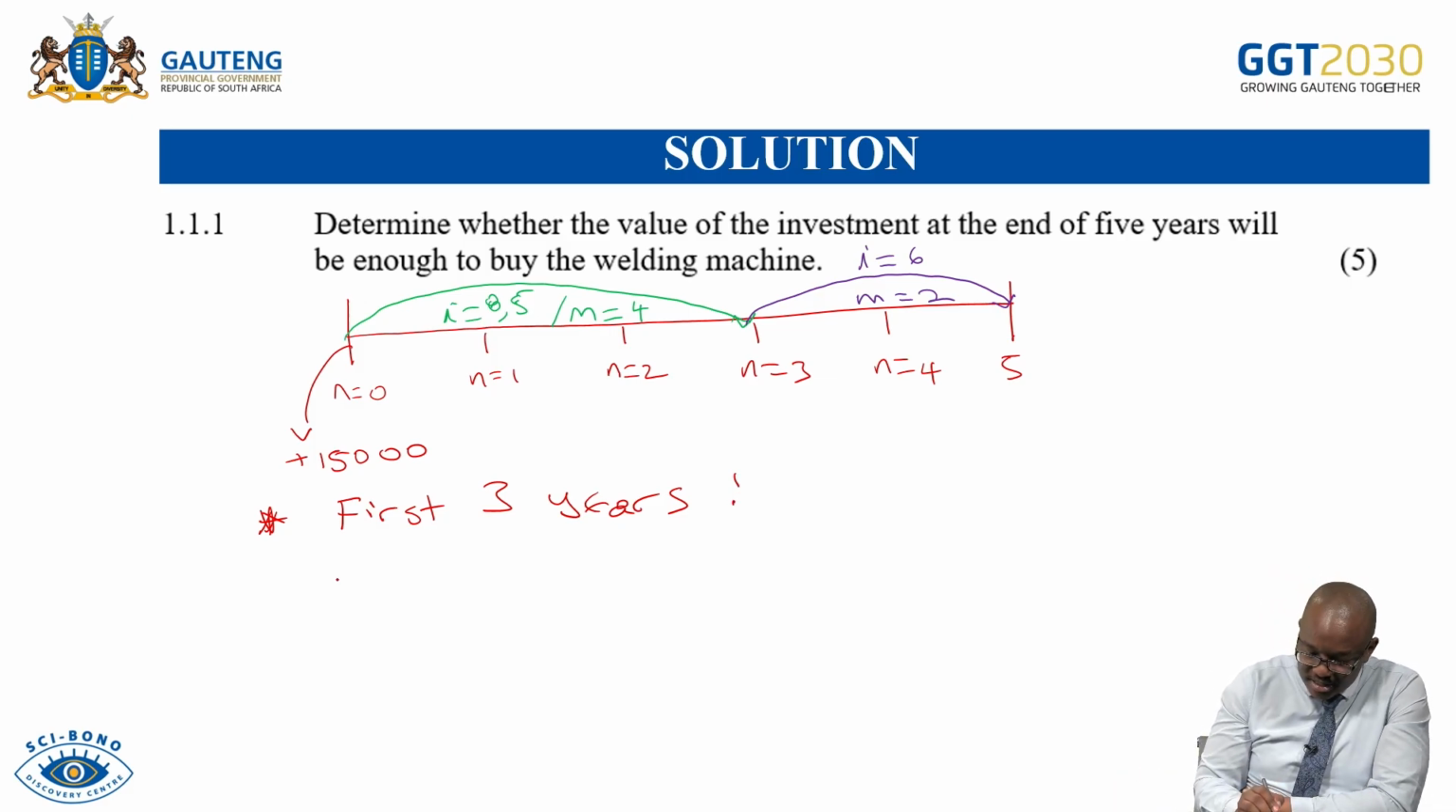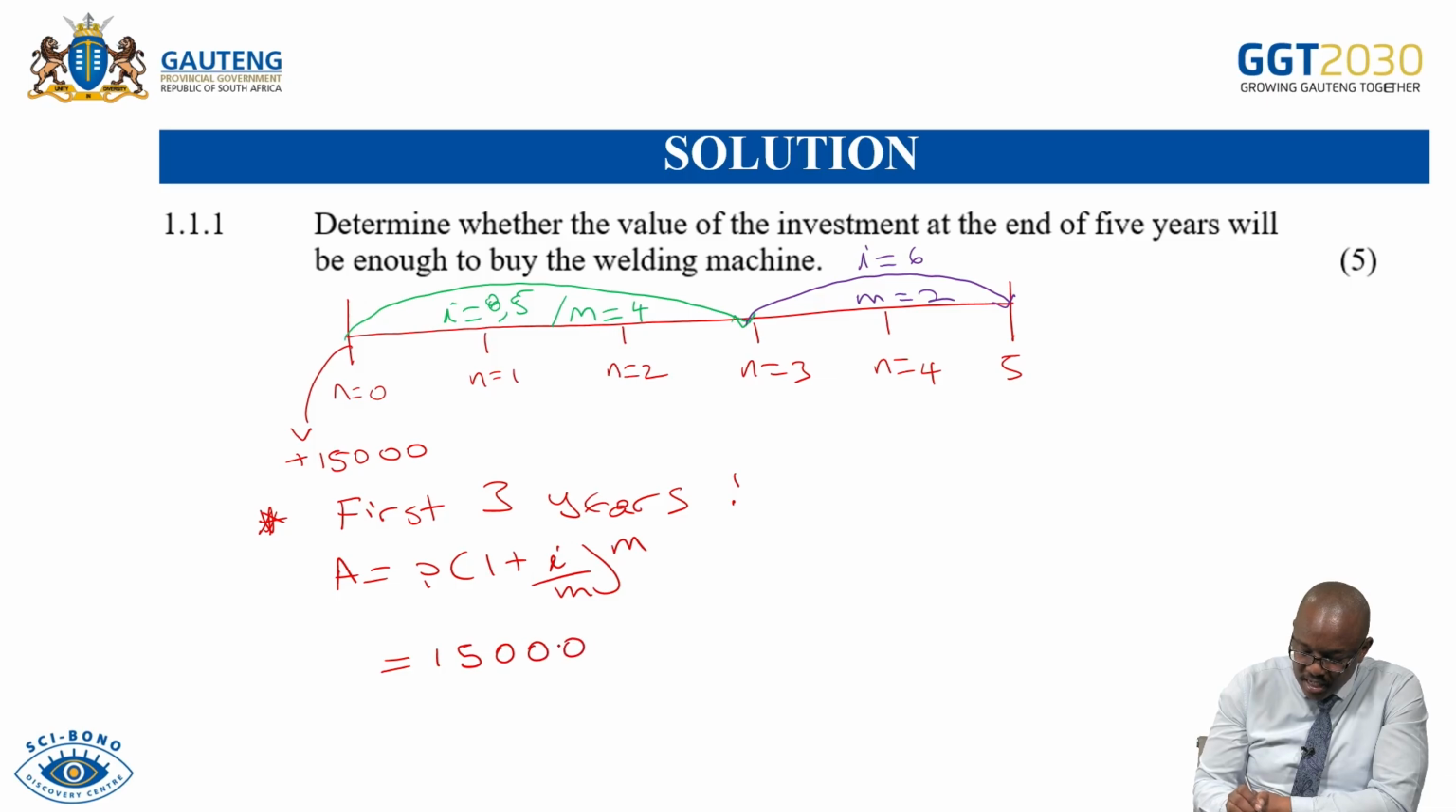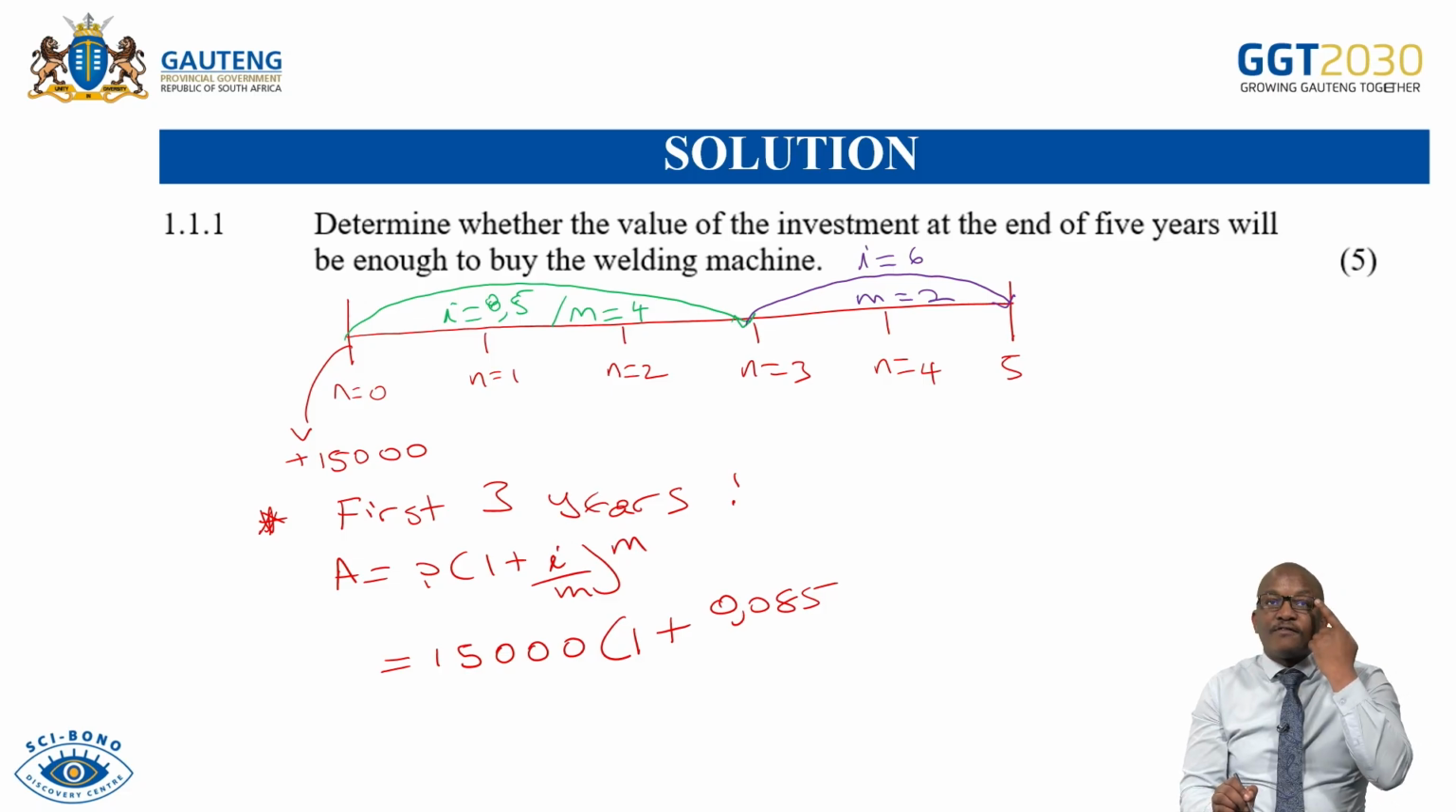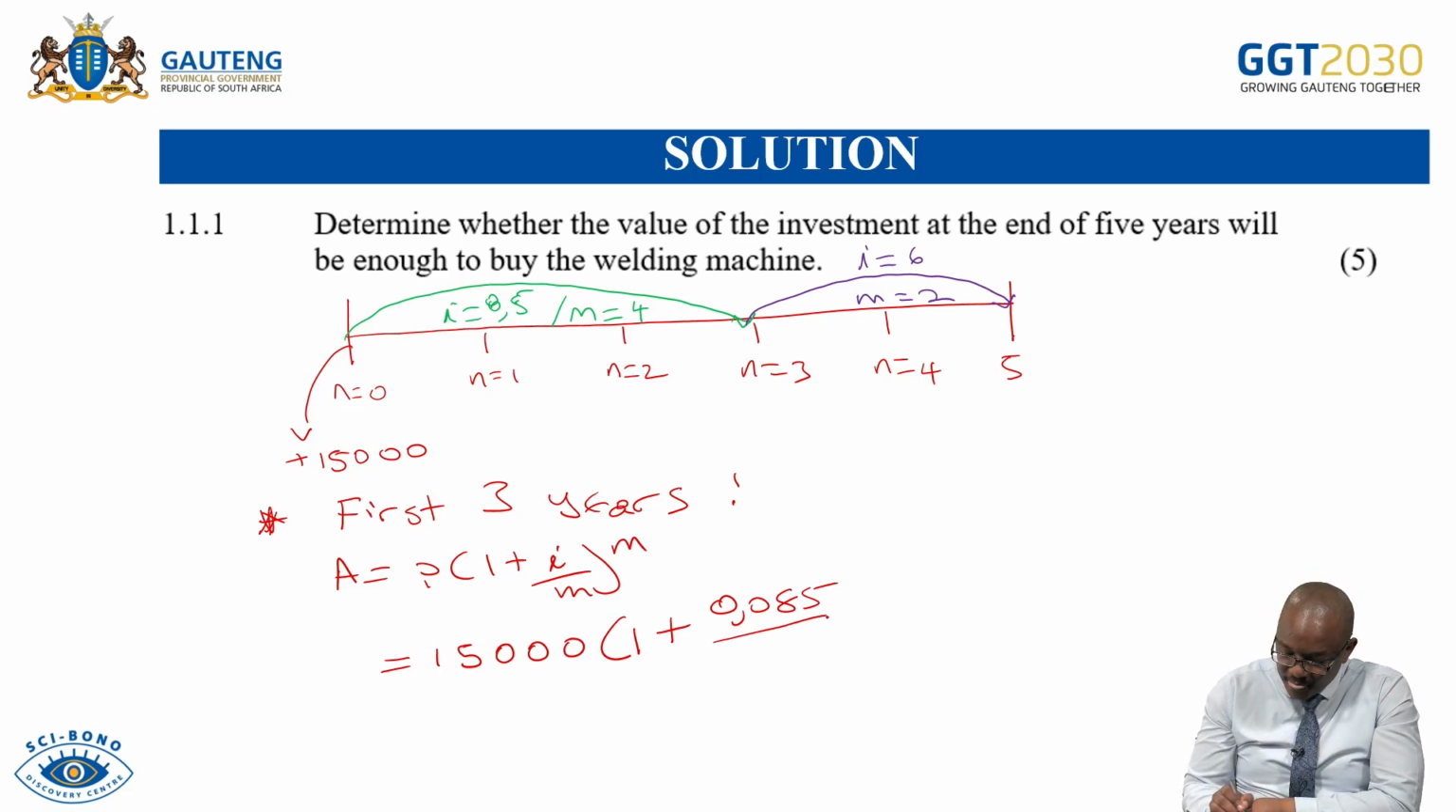So for the first 3 years, remember we're going to have our formula there, which is 1 plus i divided by m to the power of m. So as we calculate that, we're going to substitute our deposited money, which is 15,000. Then we're going to have 0.085. If you see, 8.5 divided by 100. Then it was compounded quarterly, which is 4. For how many years? For the first 3 years. Then you also multiply it by 4.